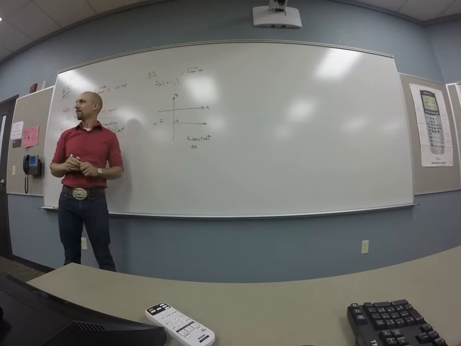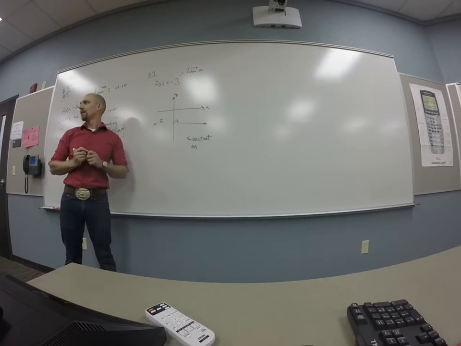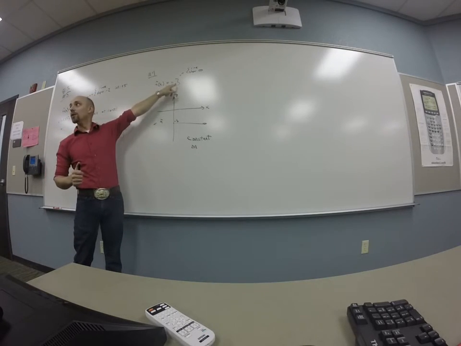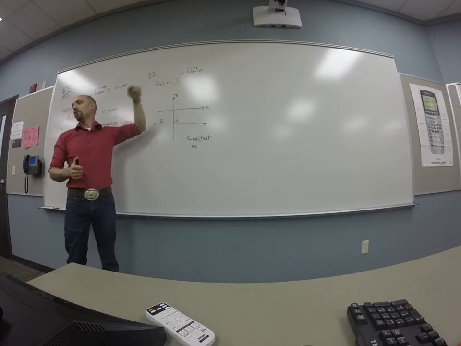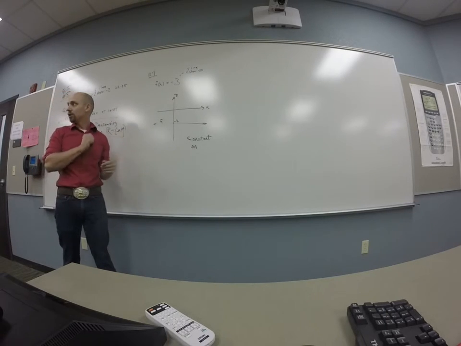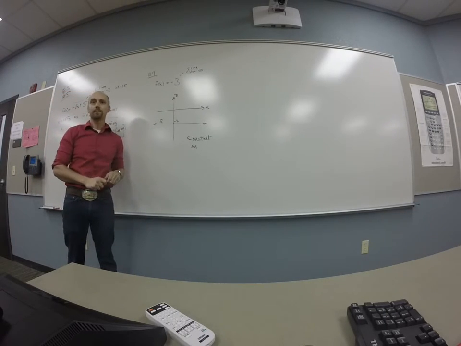Why wouldn't it be -3 on the x-axis? Because this is an output, remember? This is saying the output of this formula, right? The output of this function is -3, regardless of what the input is. So outputs go on the vertical axis and inputs go on the horizontal axis, right?